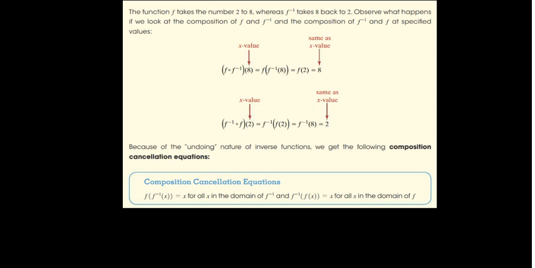As we said at the very beginning, these inverse functions undo each other. We can use that thought process to formulate composition cancellation equations. What this says is if we take f of f inverse of x and we get x, that's criteria 1, for all x in the domain of f inverse. And f inverse of f of x gives us x, that's criteria 2, for all x in the domain.